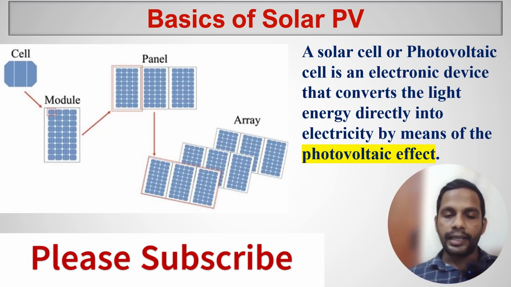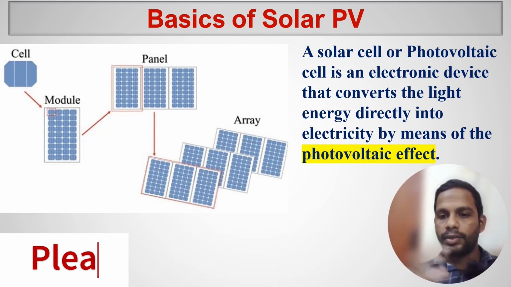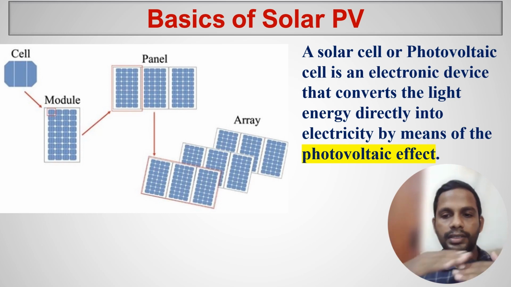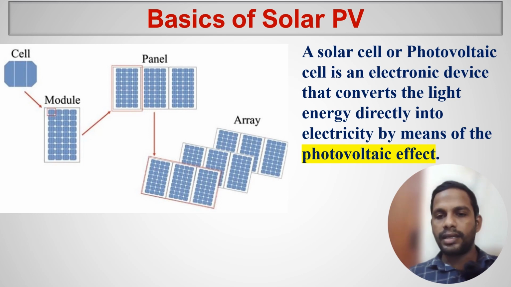Then the array: a number of panels arranged in the entire system is called an array. We have to arrange all the panels. On the rooftop, let's say we have different roof levels. We install some panels here, some panels there. Everything all together comes as the array. So the entire system is called an array. An array can have series and parallel combinations of solar modules. Later we will look at each in separate videos, what a series and parallel combination is.